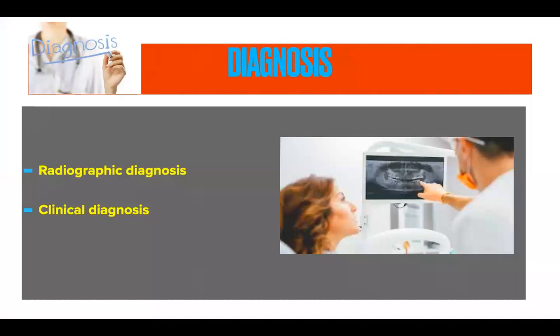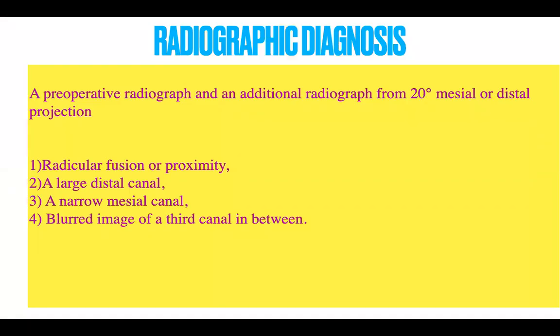Now coming to the diagnosis, we can diagnose C-shaped canal either by radiographic method or clinical method. But for further diagnosis in a detailed way, we need both radiographic as well as clinical diagnosis. For radiographic diagnosis, it is always necessary to take an angled radiograph from 20-degree mesial or distal projection. If the tooth contains radicular fusion or proximity, a large distal canal, a narrow mesial canal, or a blurred image of a third canal in between, we can suspect a C-shaped canal.